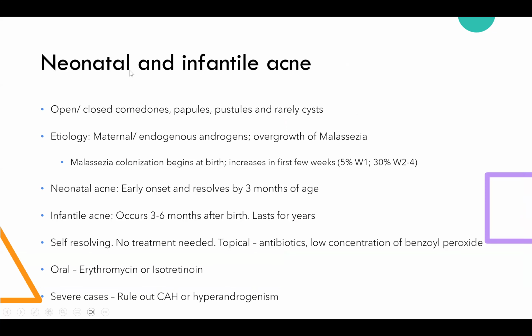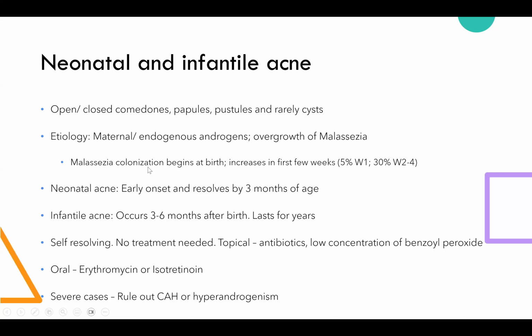The second condition is neonatal and infantile acne. When it occurs very early in the neonatal period, it can be due to maternal androgens, or it can be due to endogenous androgens that are usually elevated in the mini puberty period, from 1 month to 6 months. The cause is the same as in adult acne: overgrowth of Malassezia furfur and subsequent allergic reaction to this fungus. So it can present with open or closed comedones, papules, pustules, and rarely cysts.